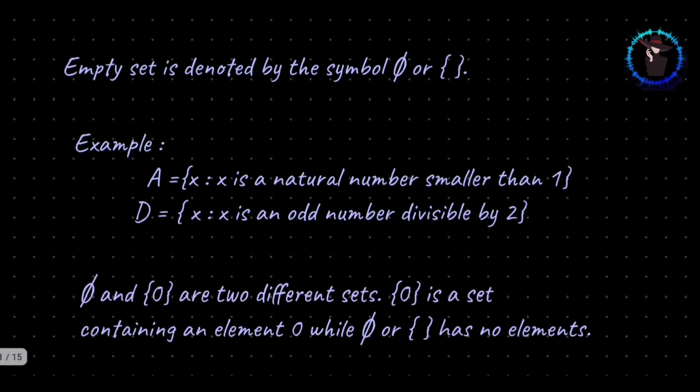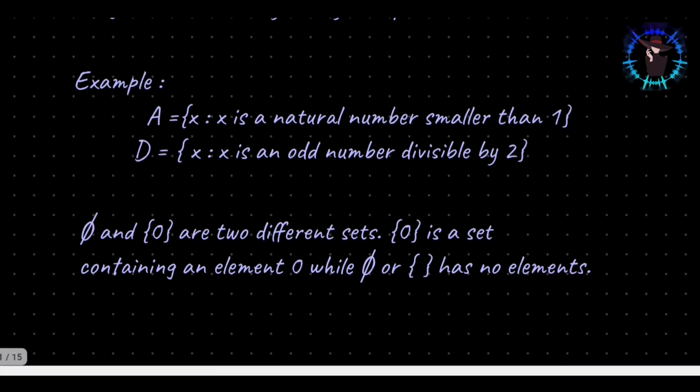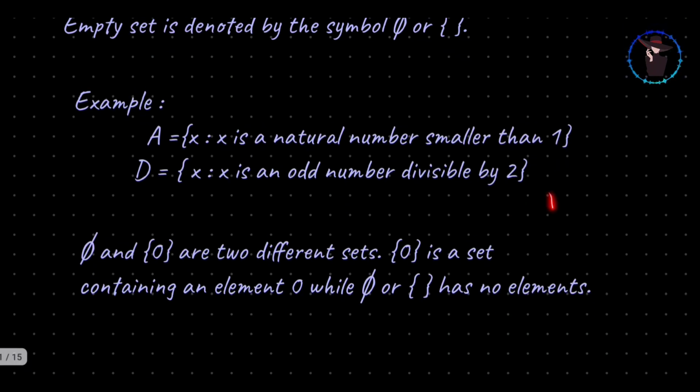Example of an empty set: x is a natural number smaller than 1. Is there any natural number that is smaller than 1? No, there isn't any. So it is an empty set. Another example: x is an odd number divisible by 2. Is there a number that is odd, suppose 1, 3, 5? Are those numbers divisible by 2? No, they are not. So it is also an empty set.